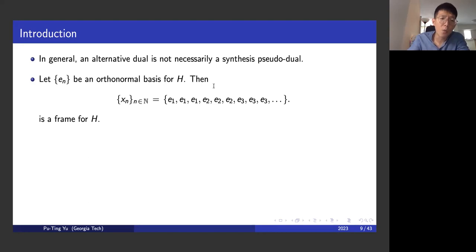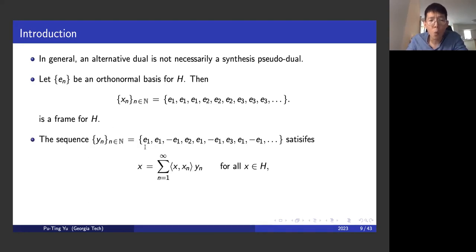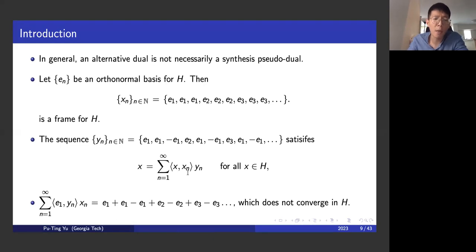And then we can consider the sequence yn by defining yn to be E1, E1, negative E1, E2, E1, negative E1, and E3, E1, negative E1, and so on. So we can show that under this definition, this sequence yn satisfies x equals the sum of yn multiplied by the inner product of x and xn for all x in H. But when we interchange the position of xn and yn and put x equals E1 into this reconstruction formula, we get E1 plus E1 minus E1 plus E2 minus E2 plus E3 plus E3 and so on. So this series doesn't even converge in the norm of H.